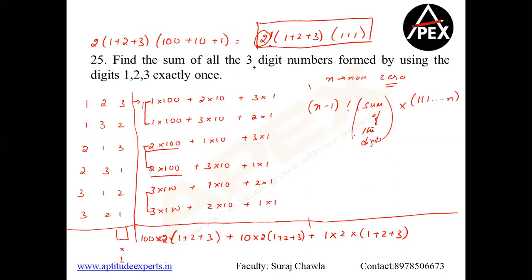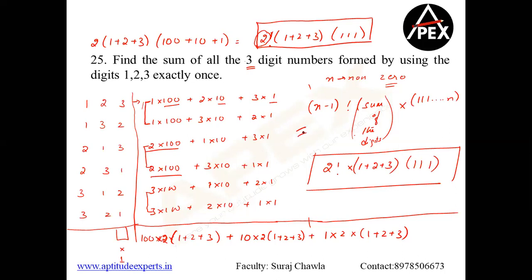So I have 3 non-zero digits. So 3 minus 1 will give me how much? 2 factorial into, I am given 3 digits as 1 plus 2 plus 3. Now this is for hundreds place, tens place and ones place because there are 3. So you can only have hundreds place, tens place and ones place. So this is going to be a direct formula for sum of all the numbers that can be formed by using the digits. Clear guys?